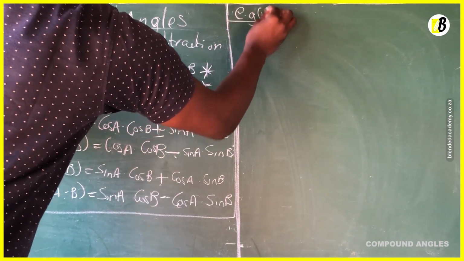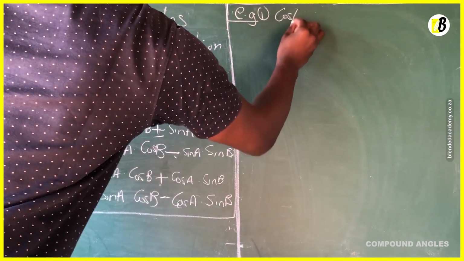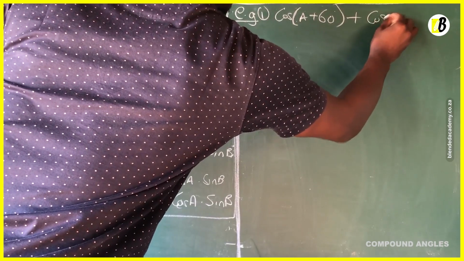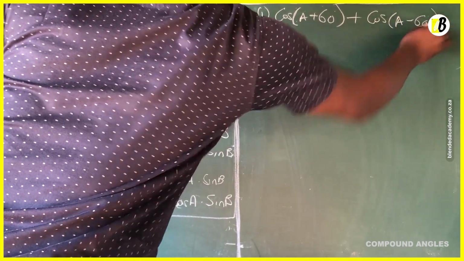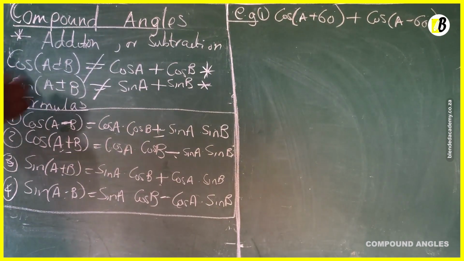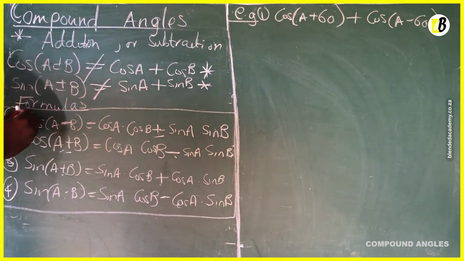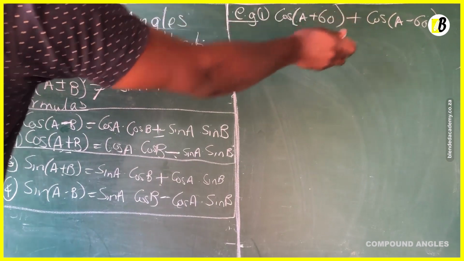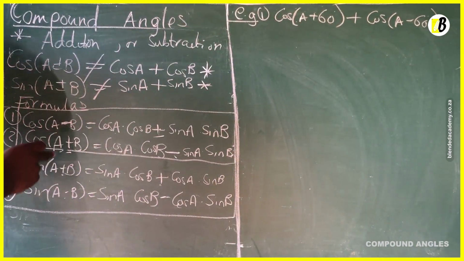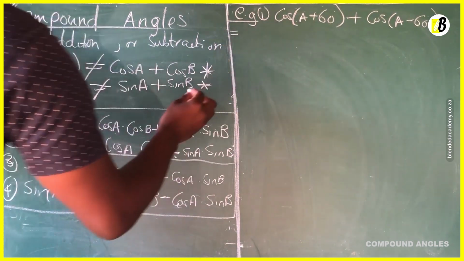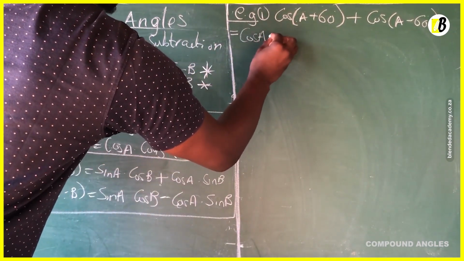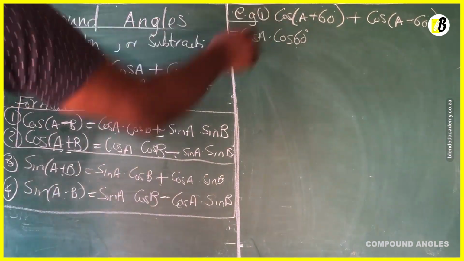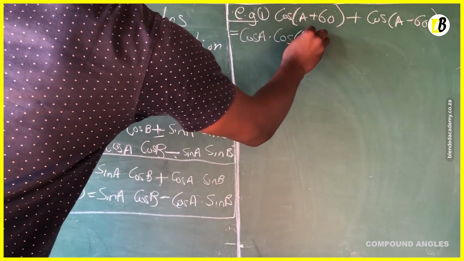Example, the first one, let's work with cos(A plus 60 degrees) plus cos(A minus 60 degrees). With this example, we need to know that we're working with cos, so you're going to be using these two formulas here. We're going to use the one with the plus and then the other one with the negative. The one with the plus is cos A plus B. That means you're going to get cos A multiplied by cos 60 degrees, because in this case our B is 60 degrees. We're given a value for B.